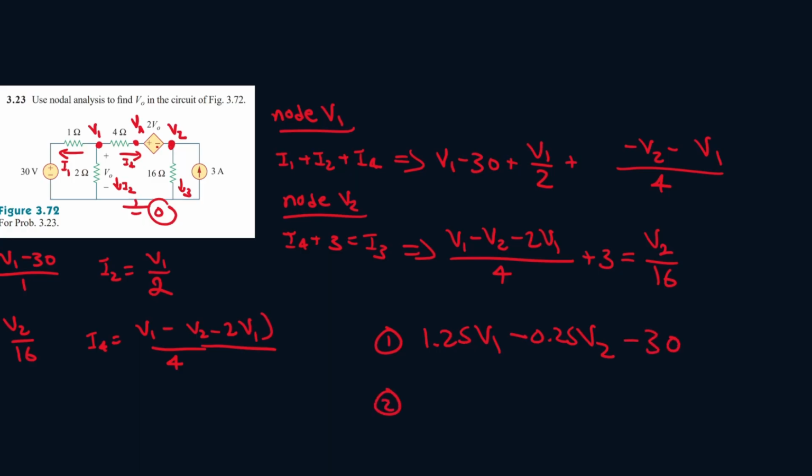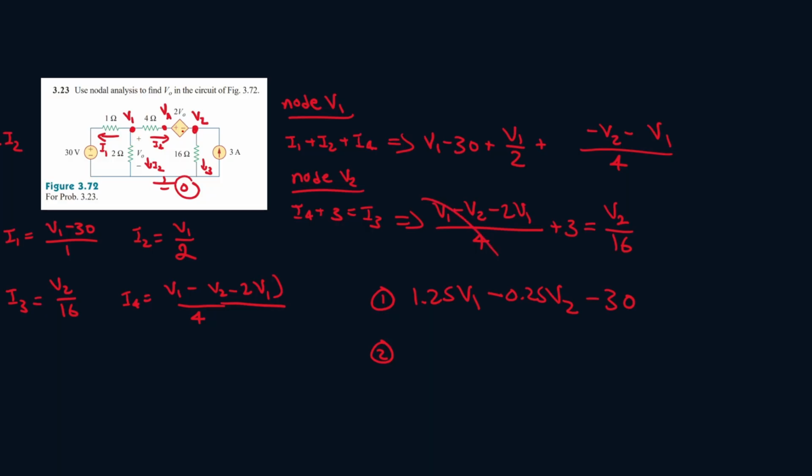Now let's focus on equation 2. Okay, so let's just combine these two quickly. So it will be minus 1 V1 minus 1 V1 over 4, that's minus 0.25 V1. V2 over 4, let's bring this to the other side. So V1 over 4 minus V2 over 4 minus V2 over 16. That's minus 0.3125 V2 plus 3.